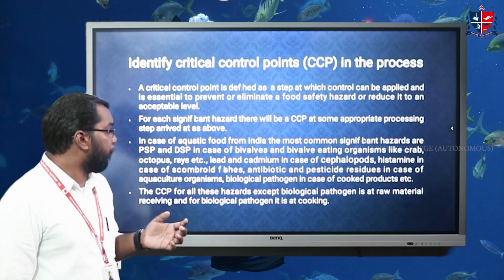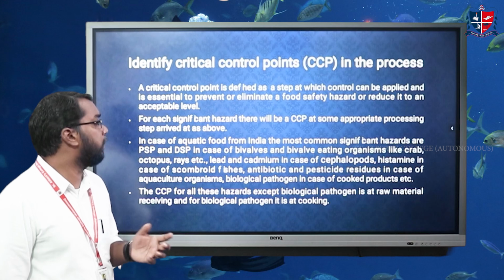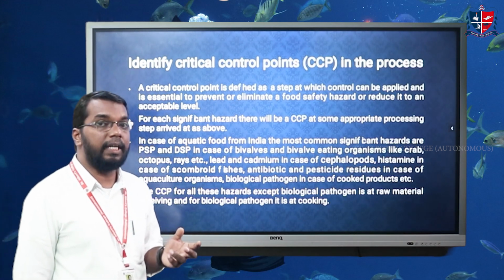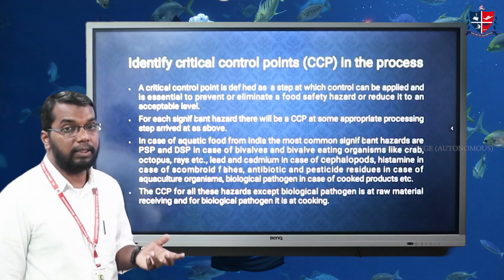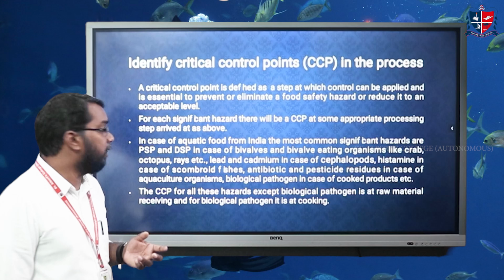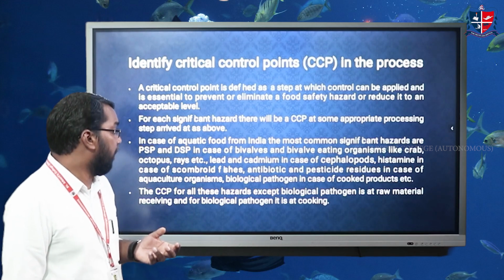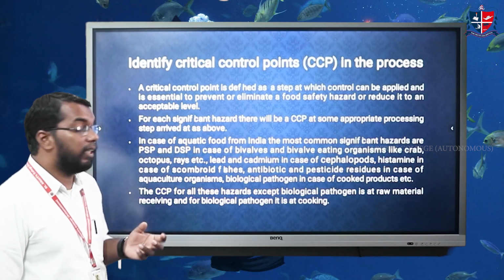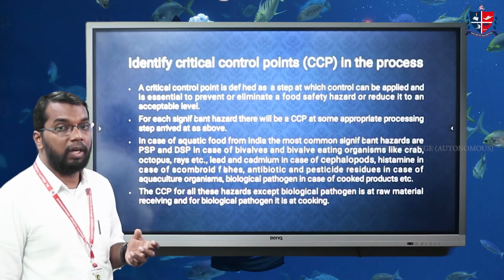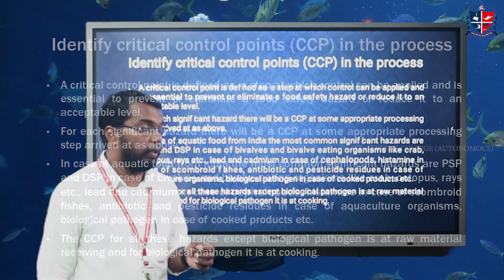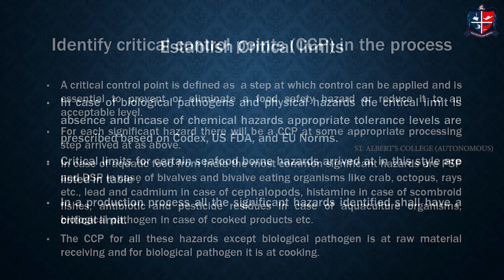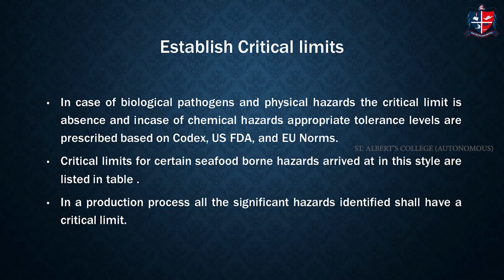safer. The example for certain significant hazard is, in case of bivalves, paralytic shellfish poisoning and diuretic shellfish poisoning are the common hazard found in bivalves. In case of cephalopods, cadmium and lead are the chemical hazards found in cephalopods. And in case of other aquatic organisms, antibiotic and pesticide residue are the common significant hazard found in freshwater or aquaculture species.